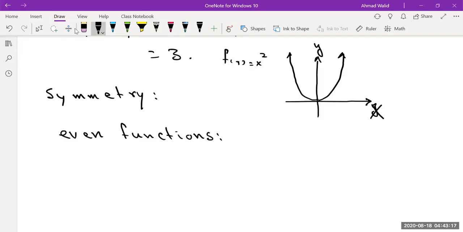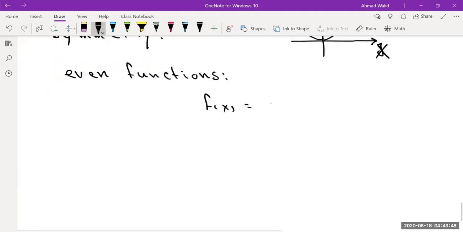A function, if I give you a function, for example, f of x, if you look for the f of negative x, correct? If you look for the f of negative x, and the f of negative x becomes the same as f of x, we call those types of functions even functions.